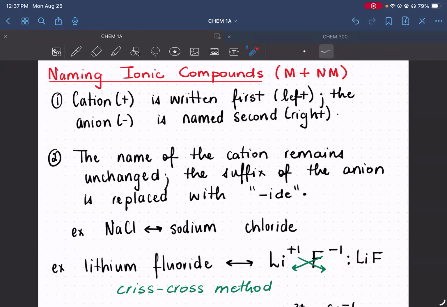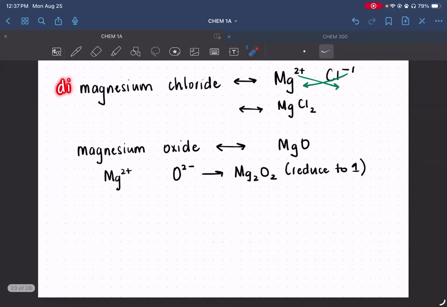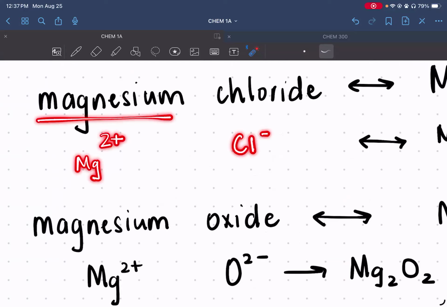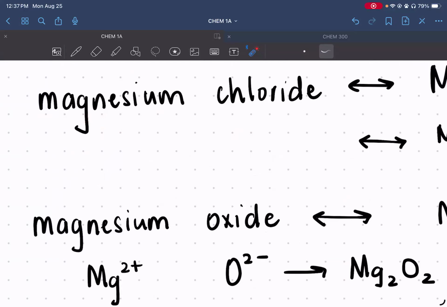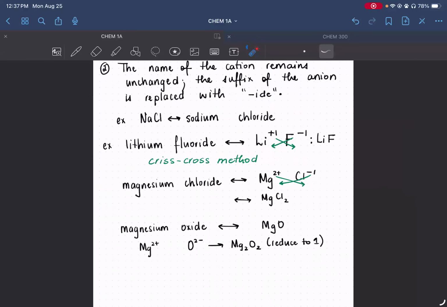So the big takeaway from that student's question is we do not need any di, tri, tetra business. Why? Because we know that magnesium is in group 2, so it's 2+. We know that chlorine is in group 17, so it's -1. So we are able to very quickly identify the formula without the name. Okay?